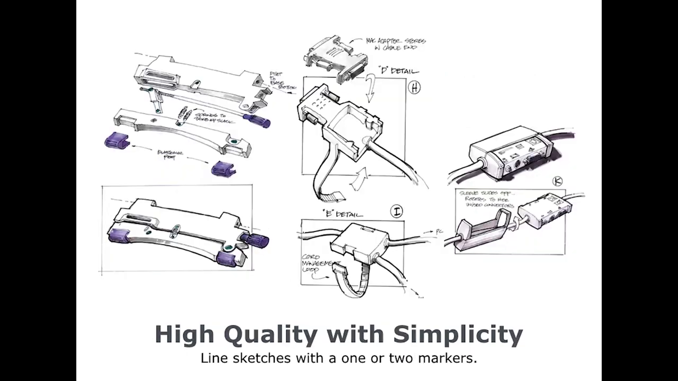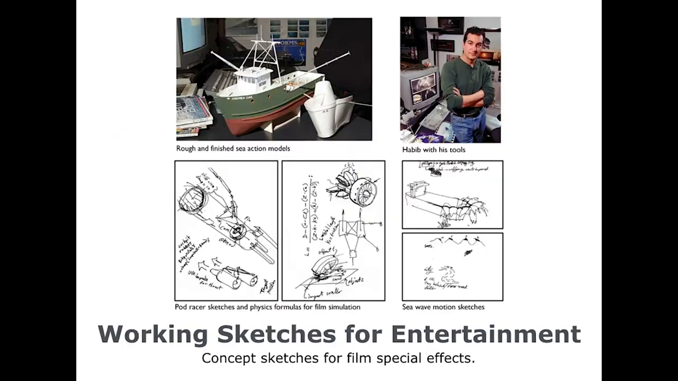Designer Mark Schoening has an excellent style of sketching that is high quality but quickly executed and very clear in communication. A great combination of lines with a couple of markers for brief shading or colorizing. Habib Zargarpur led the digital design of the oceans for the film The Perfect Storm, as well as portions of some of the Star Wars films. He had a hybrid education of both engineering and industrial design, and could sketch his ideas with related physics.